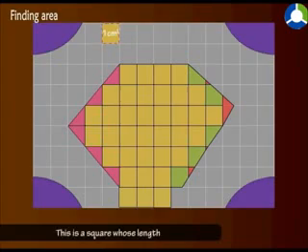This is a square whose length and breadth are 1 centimeter each. Area of each square equals 1 centimeter multiplied by 1 centimeter, equal to 1 square centimeter. Therefore, the area of the figure equals 44 square centimeters.